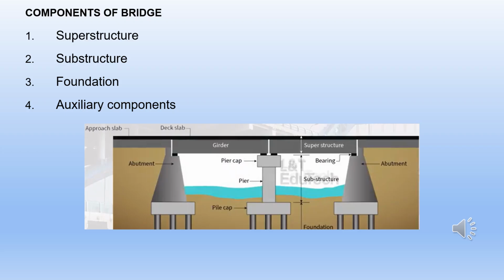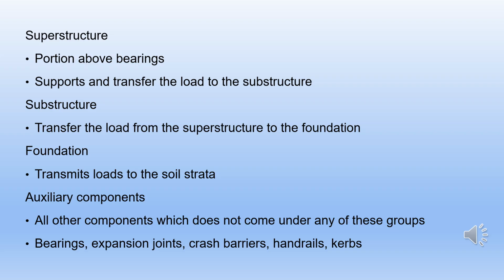The components of bridges are basically grouped under 4 categories, namely superstructure, substructure, foundation, and auxiliary components. The superstructure is the portion of the bridge above the bearings, which directly supports the pedestrian, vehicle, or other transient loads and transfers it to the substructure. The substructure transfers the load from the superstructure to the foundation. Next is the foundation. It is in direct contact with earth and it transmits loads to the soil strata.